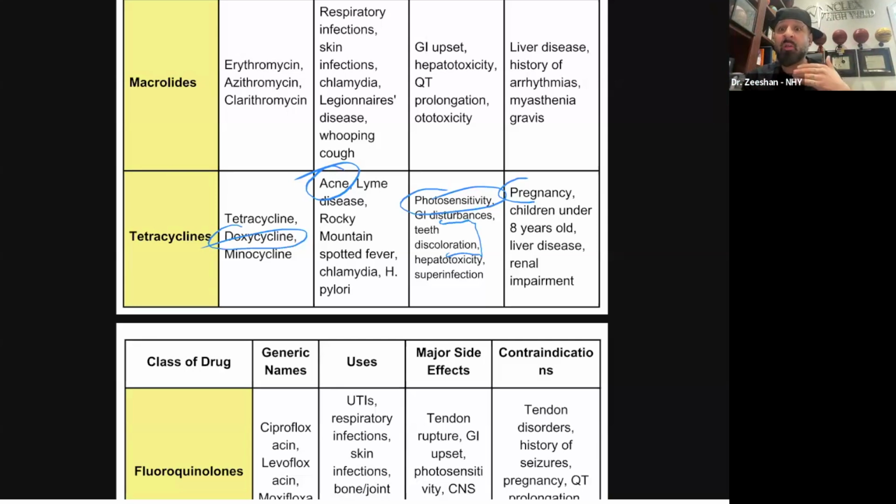So again, 2 questions that I would ask just like that. And I know they're not in the practice questions, so I wanted to bring those up, but that's exactly how I would ask it. It is a teratogen. It is a teratogen.